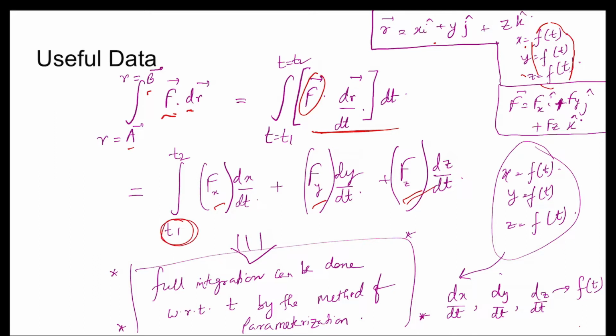So this is the parameterization, where fx is also a function of t, dx/dt is also a function of t, fy dy/dt, fz dz/dt all are functions of t. Coming to the solution, x equal to t, y equal to t square, z equal to t implies dx equal to dt, dy equal to 2t dt and dz equal to dt.